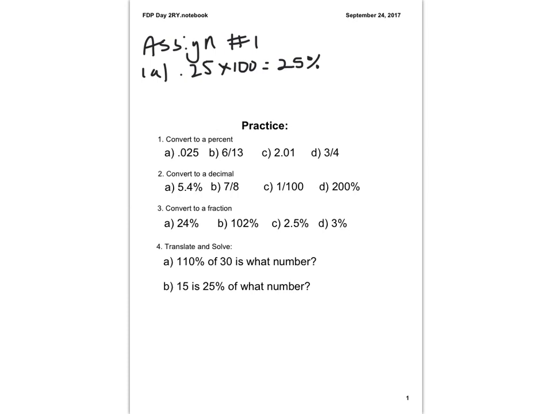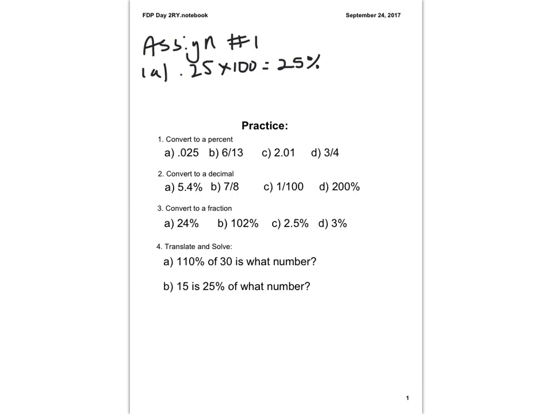A decimal, we have to divide that out. So 6 divided by 13 equals what? Take that number, multiply it times 100, and you have your answer. 2.01 times 100 is what? If you said 2% or 20%, you are wrong.